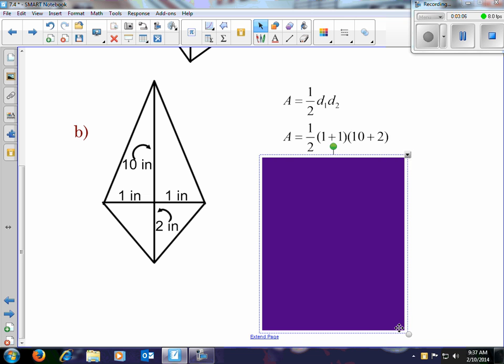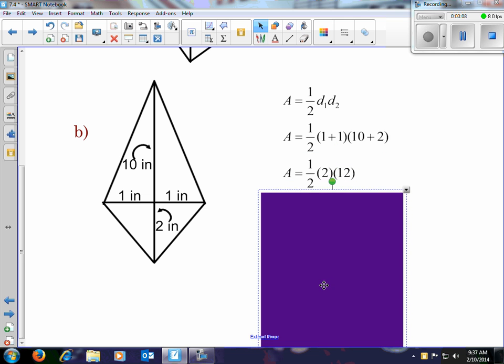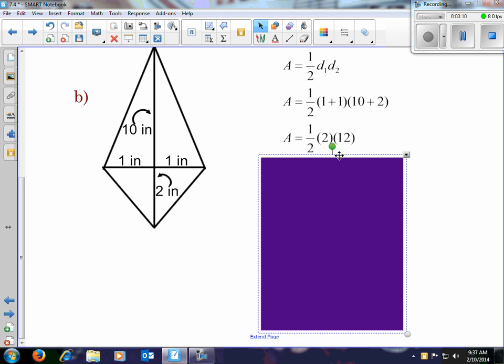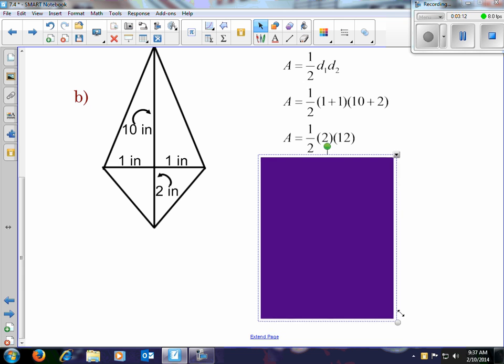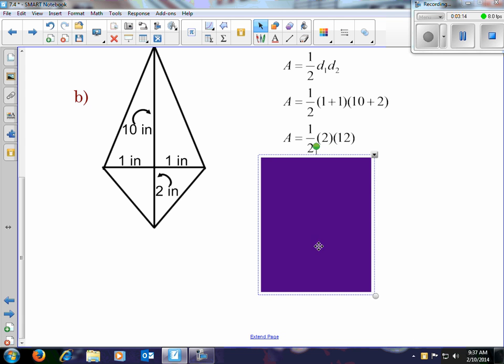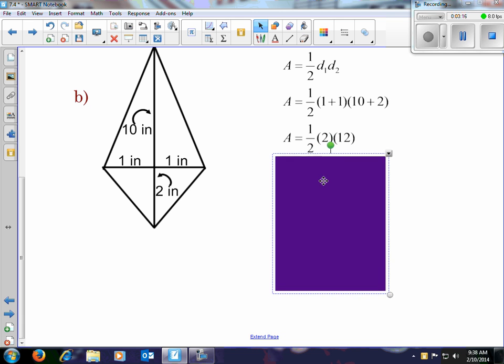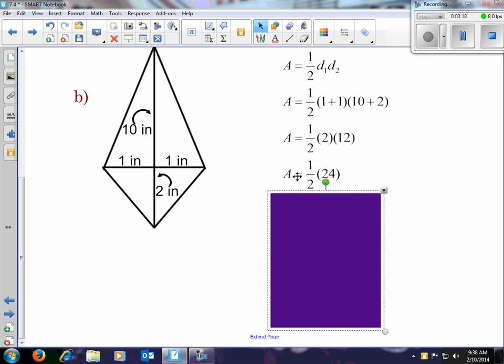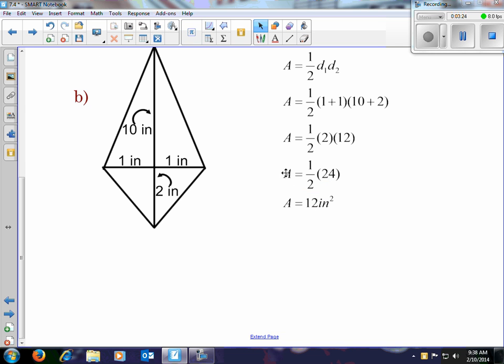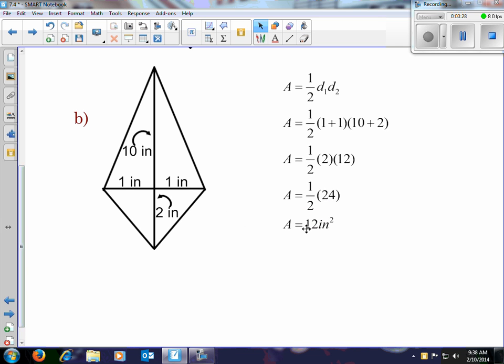So now I have area equals 1/2 of 2 times 12, because 10 plus 2 is 12, and 1 plus 1 is 2. So then I have 1/2 of 24, because 2 times 12 equals 24. And then I am left with area equals 12 inches squared. Don't forget your inches squared label since we're talking about area.